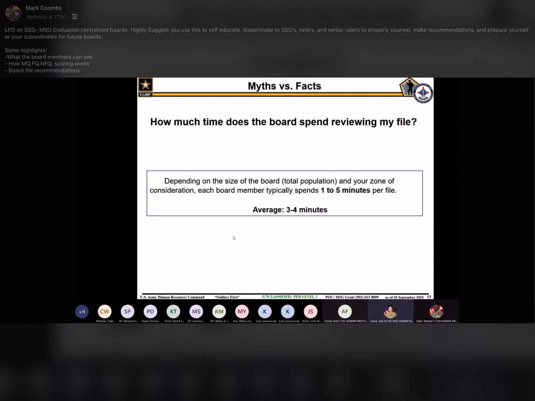So that's a key thing to remember. They can look at your entire file. And typically, the longer they spend on a file, it's probably not a good thing, because if they're spending a lot of time on your file, it probably means that they see some things or they need some questions answered. So they're digging a little bit deeper.